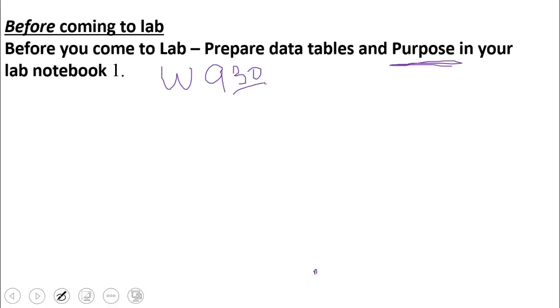But I would prepare data tables. If you need a sample of this, look at Canvas. There's a file in Canvas called lab notebook criteria, and in there is a sample way to set up your labs.